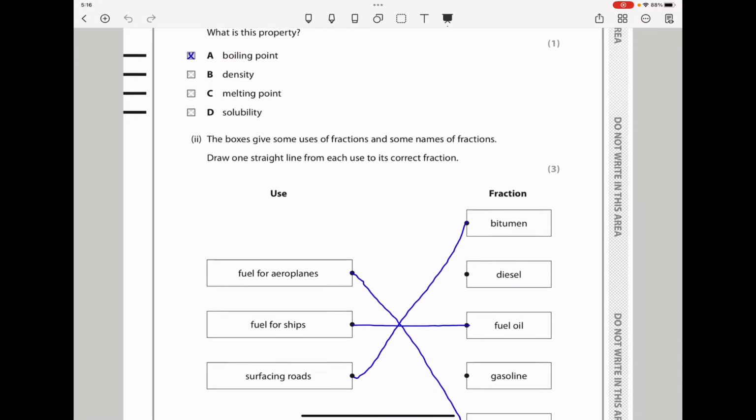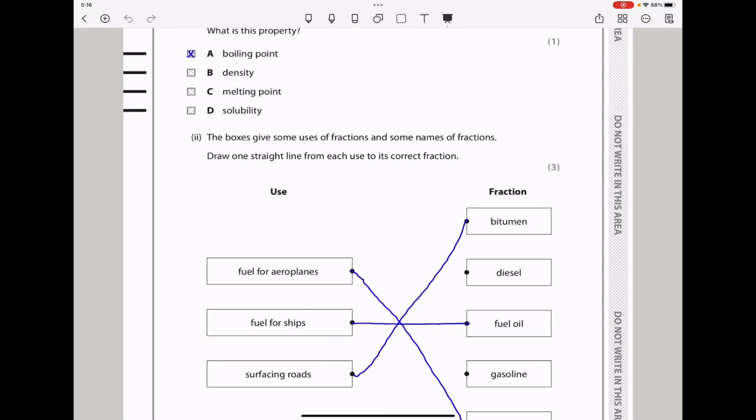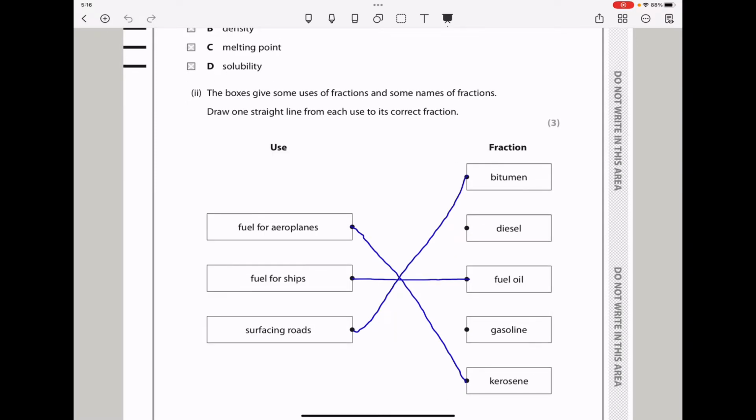Down here they say, the boxes give some uses of fractions and some names of fractions. Draw one straight line from each use to its correct fraction. So beginning with fuel for airplanes, kerosene is what they use in airplanes. And then in ships, they use fuel oil. In surfacing roads, they use bitumen. However, diesel can be used in buses as well as normal cars, and gasoline can be used in cars.